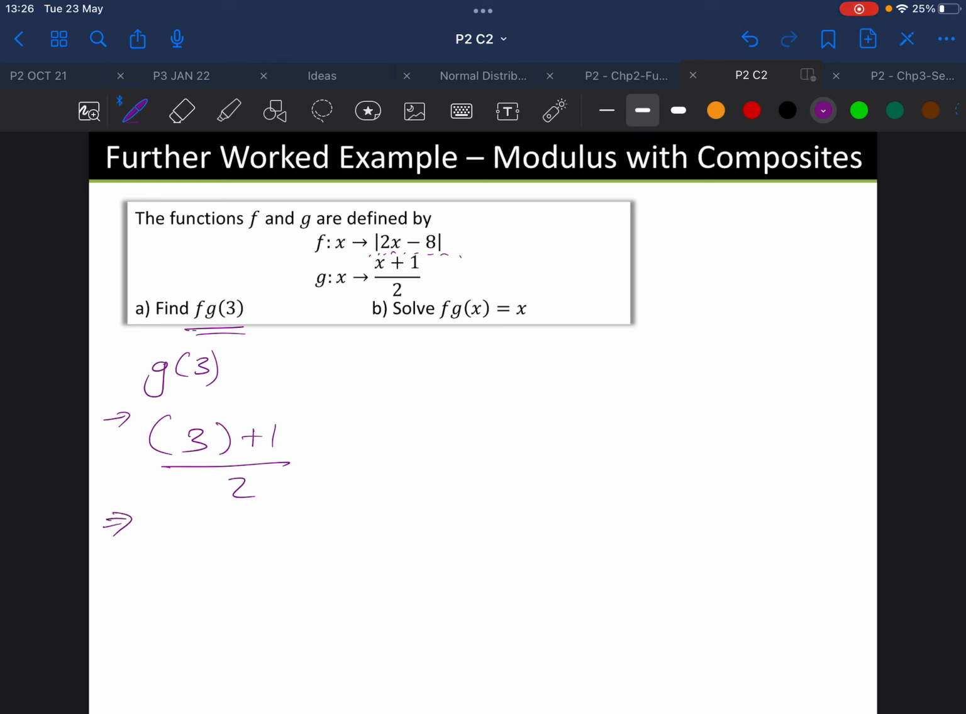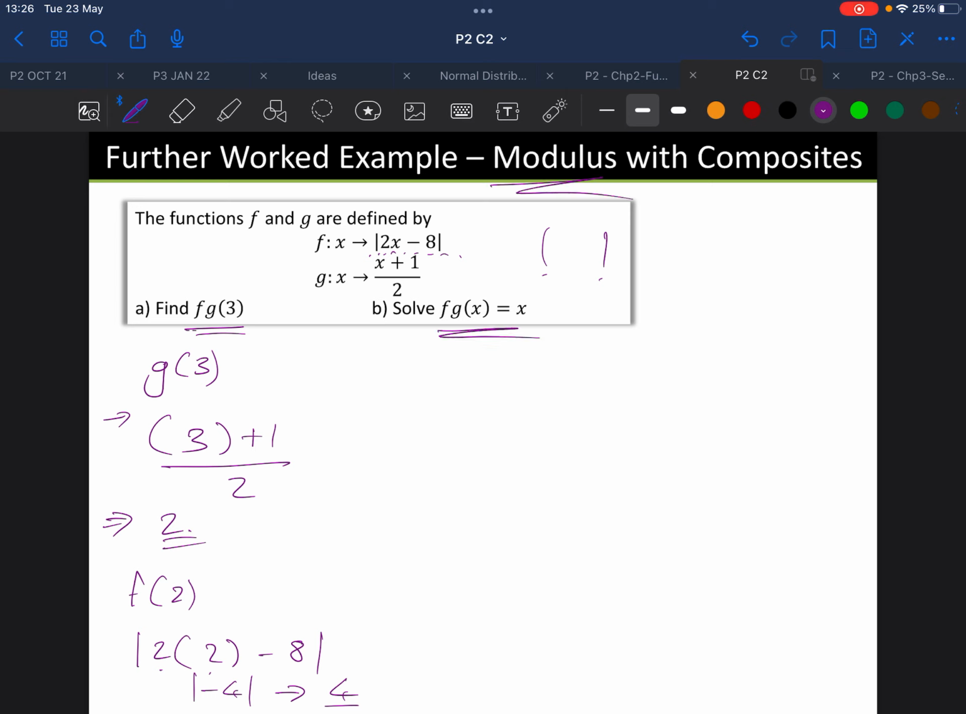So that's 4 over 2, it's 2. And now you're going to put that result inside the f rule. So it's 2 something minus 8, and then you put 2 in. So you get the modulus of 4 minus 8, and that's the same as just 4. These lines, if you haven't seen this yet, mean to make your answer always positive. It's called the modulus function.